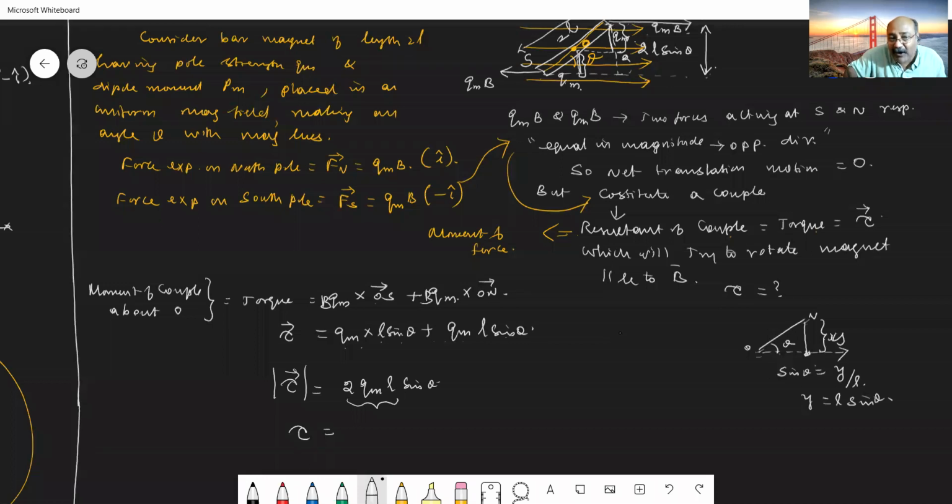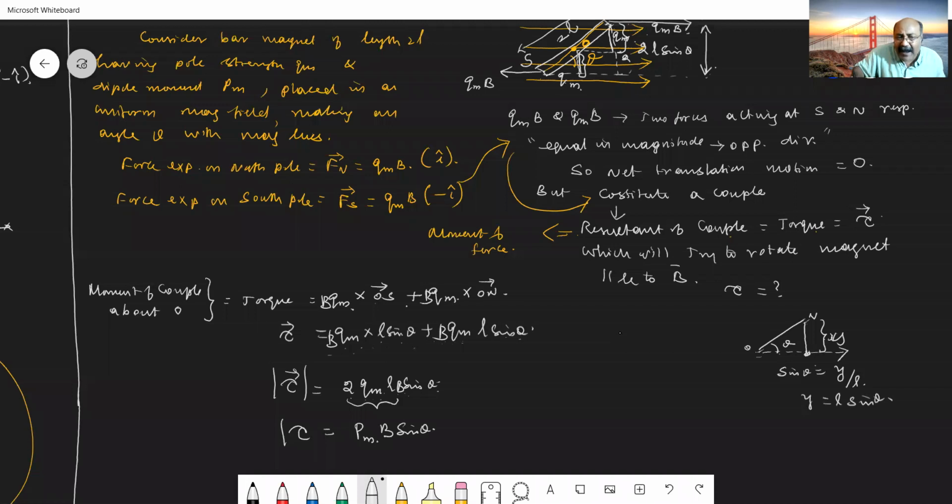BQM, one of the forces, into the perpendicular distance. So I have to write B also here. So BQM into L sin theta, BQM into L sin theta. So here also you will be getting 2QM LB sin theta. So I can write B into 2QML. What is 2QML? 2QML is nothing but the magnetic dipole moment PM. Here it is B into sin theta.